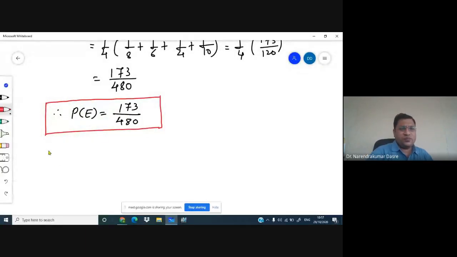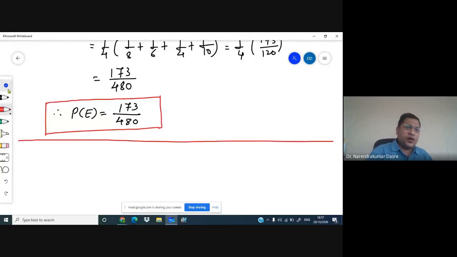I hope you understood this problem. Does anyone have any doubt in this question? If you have a doubt, you can ask, or otherwise we'll go for the next example. Okay, that's great. We'll go for the next example then. So let's have another example.